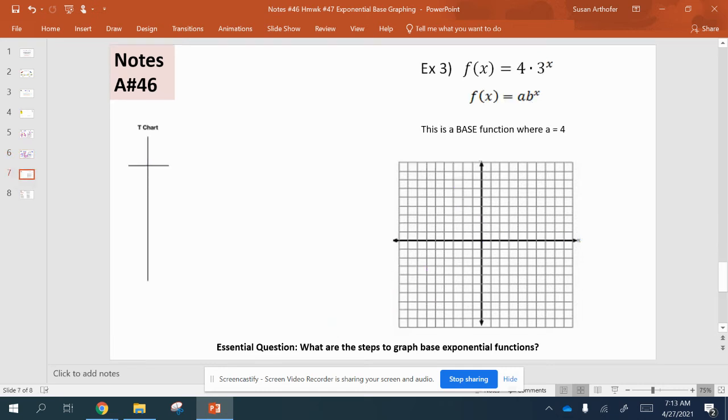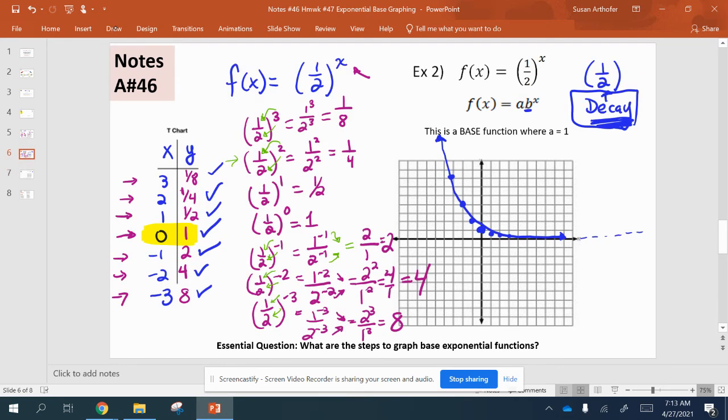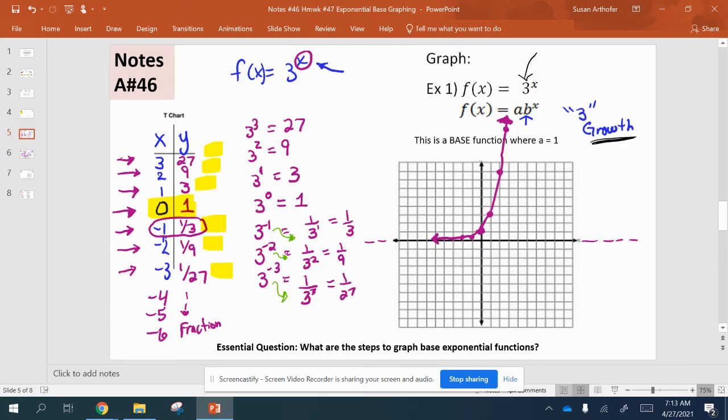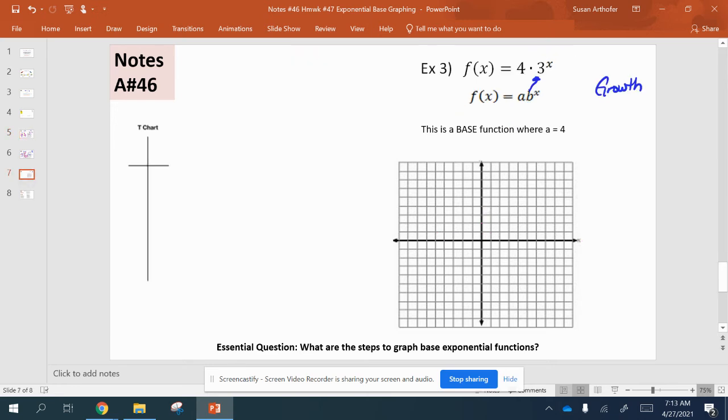One more, you guys. Okay, so how is this one different? Our base is 3, so it's still going to be a growth as long as your base is a regular number. Remember, when the base is a fraction, then that's when you have a decay, because we did this one with the 3 already, and we had the growth, right? But this one's different because our a value is 4. That just means it's going to stretch our graph. It's going to make our y values bigger.